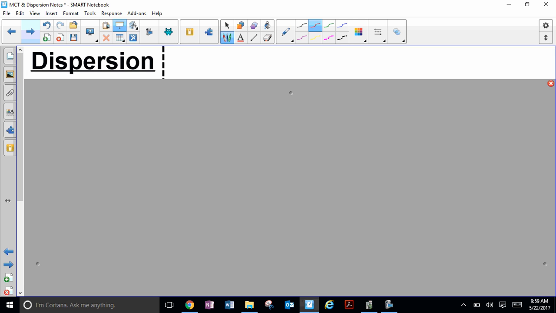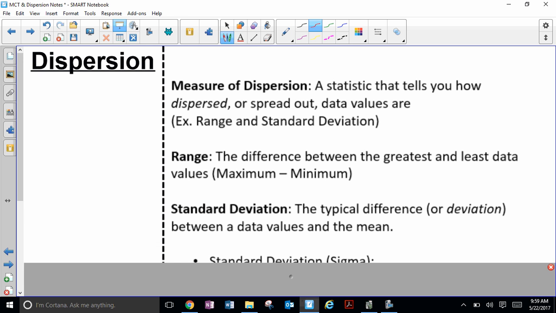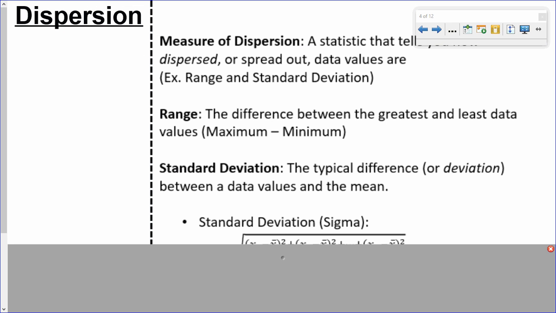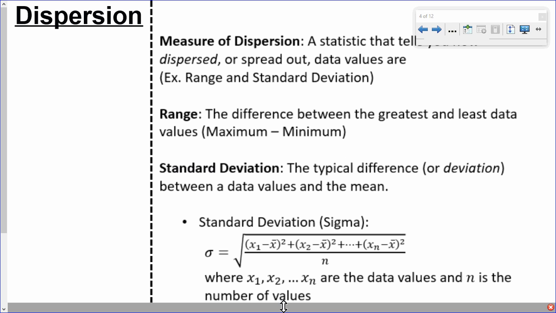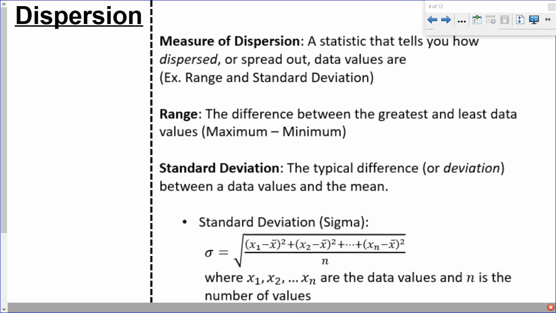All right, so then on the back of your note sheet, go ahead and put dispersion as your second main idea, your last main idea for these notes. I put some things in there for you. A measure of dispersion is a statistic that tells you how dispersed or spread out data values are. What we're going to talk about that does that is range and standard deviation. We did talk about range before, but not standard deviation.